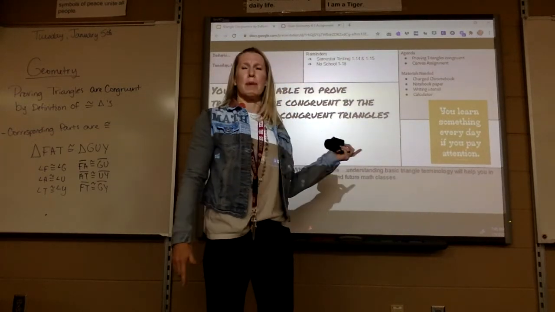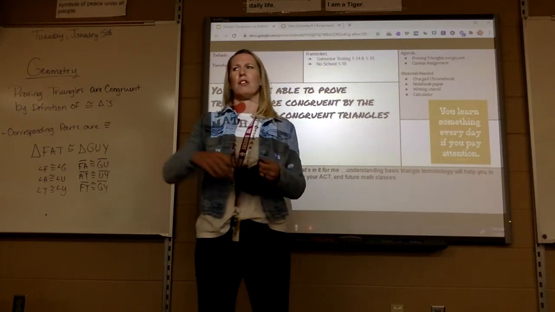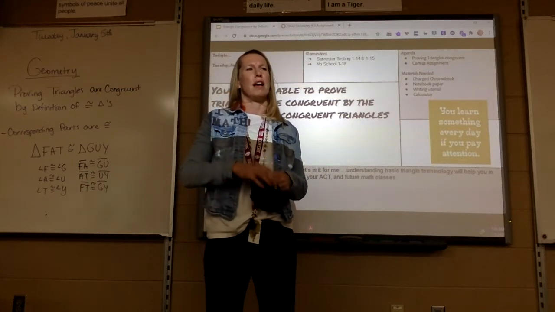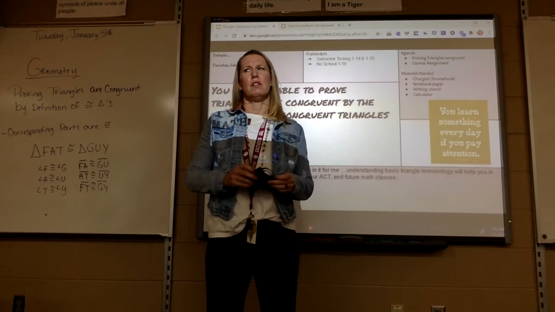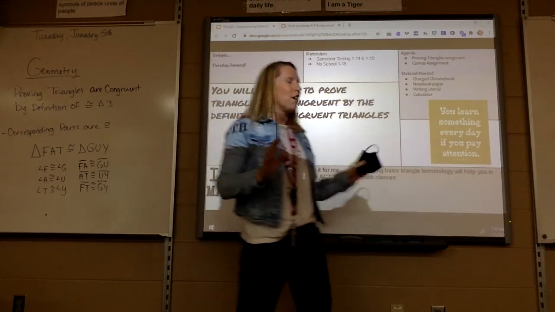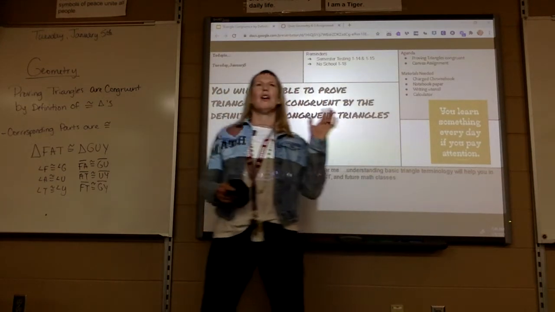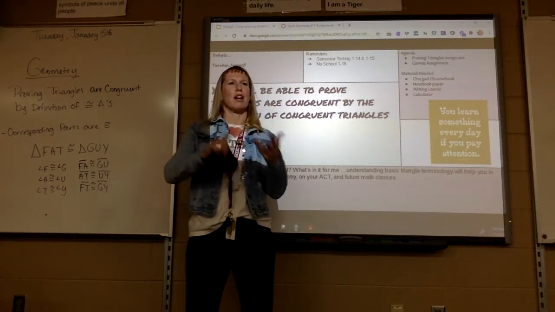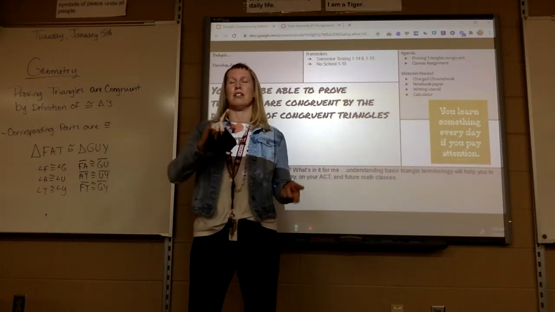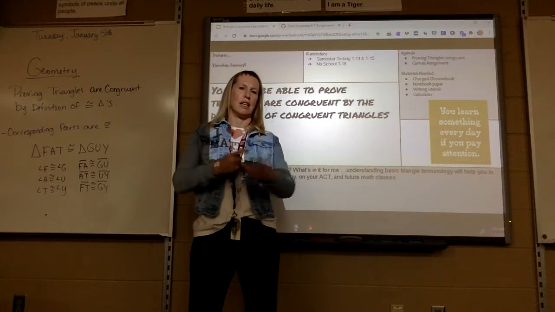So we're talking about triangles, and I don't know if you guys remember. Do you remember what all the angles in a triangle add up to? 180. Good. Okay, so all the angles in a triangle add up to 180. We also talked about acute triangles, right triangles, equilateral triangles, isosceles triangles, scalene, and all that.